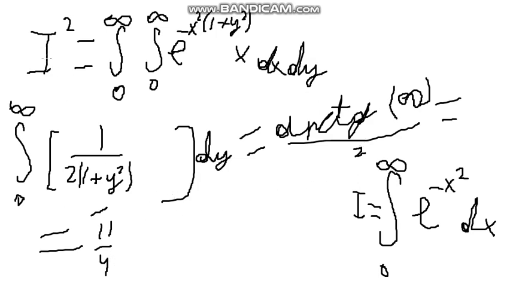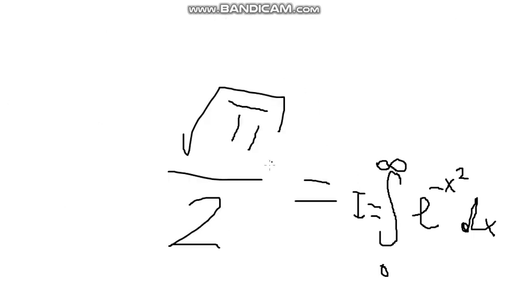But it was our integral squared. What is our integral? The square root of pi over 2. Yes, it is. We all know it.